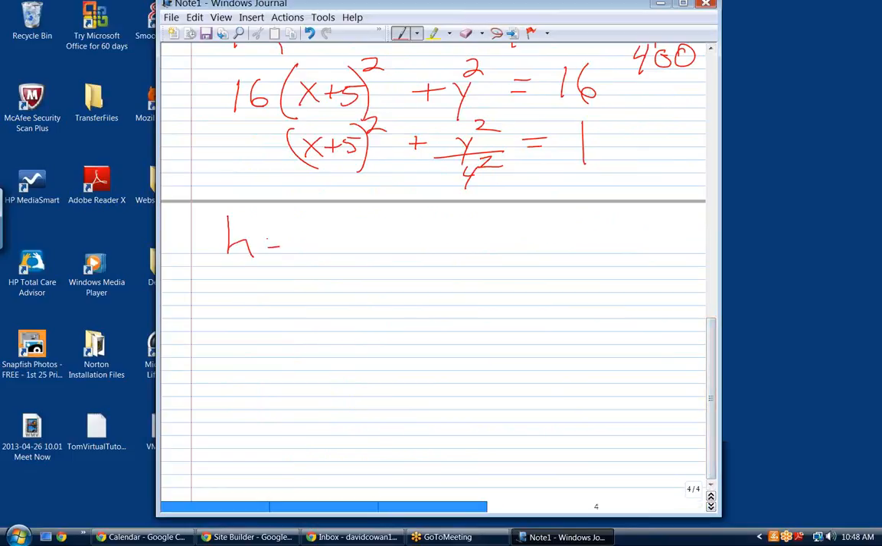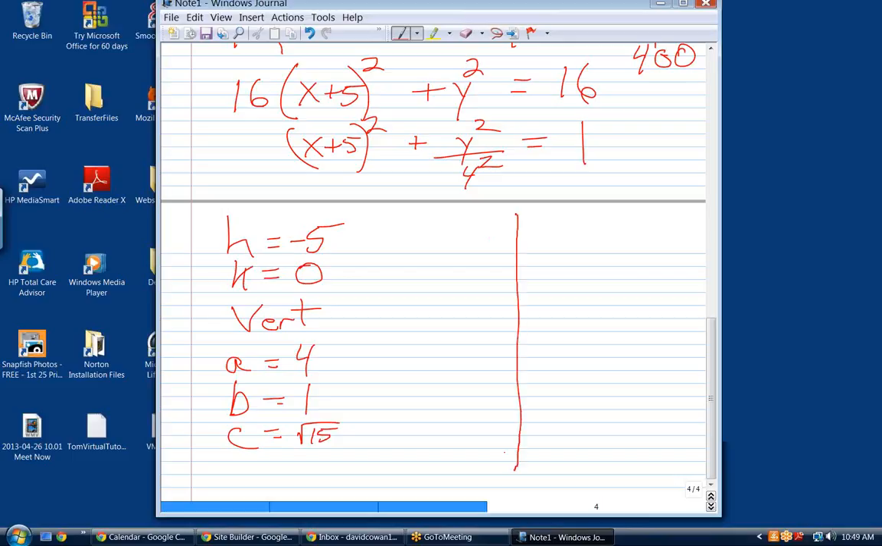So let's go through. H is what? H is negative 5. K is 0. So it's simply negative 5 and 0. Before we write A, let's write vertical or horizontal: vertical. Now we know where to get A from: whatever the denominator of the y is. So A is 4, B is 1, what is C? C is root 15, which is simplified because it's the product of 2 primes.